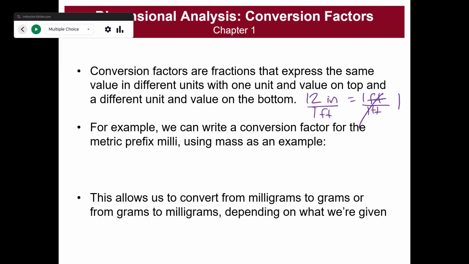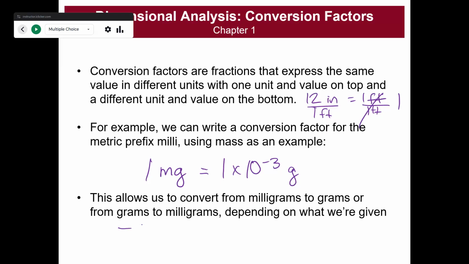So, for example, we can write another conversion factor for the metric prefix milli using mass as an example. So 1 milligram, 1 mg, is 1 times 10 to the negative third grams. You might not have memorized that yet, but that's okay. 1 milligram is 1 times 10 to the negative third grams. The 1 stays with the prefix, the power of 10 goes with the base unit grams. So this allows us to convert from milligrams to grams or from grams to milligrams, depending on what we're given.